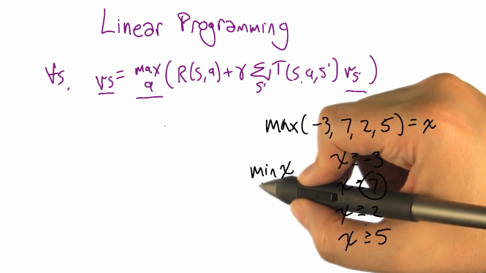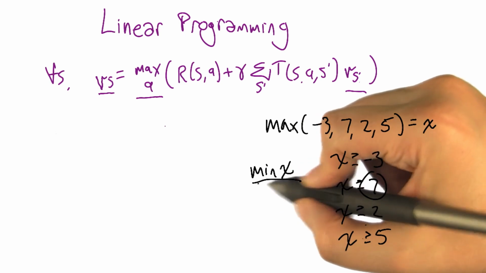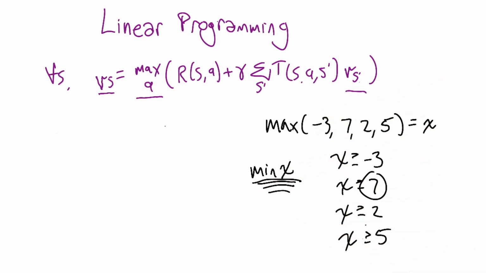Right, and of course, min is a linear operator, so we're good. No. Min is an objective function. This is a linear objective function. This is okay. Good.